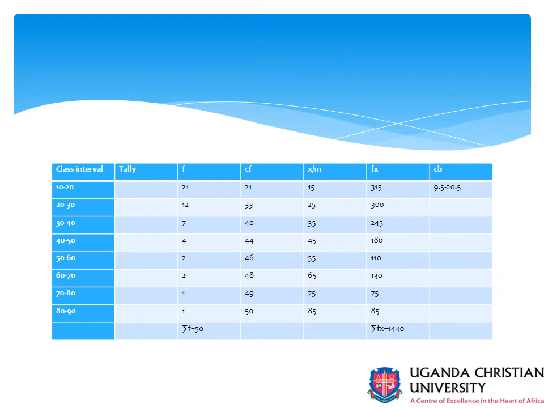Then CB is class boundaries. As I had told you in our previous classes, the class boundaries can be of upper and of lower. So we have what we call the lower class boundaries and the upper class boundaries. But when do we use class boundaries? Class boundaries are normally applicable if your data is continuous in nature.